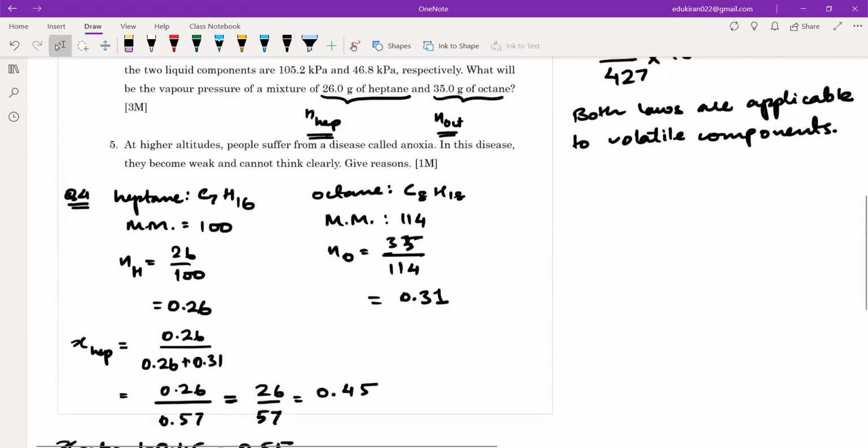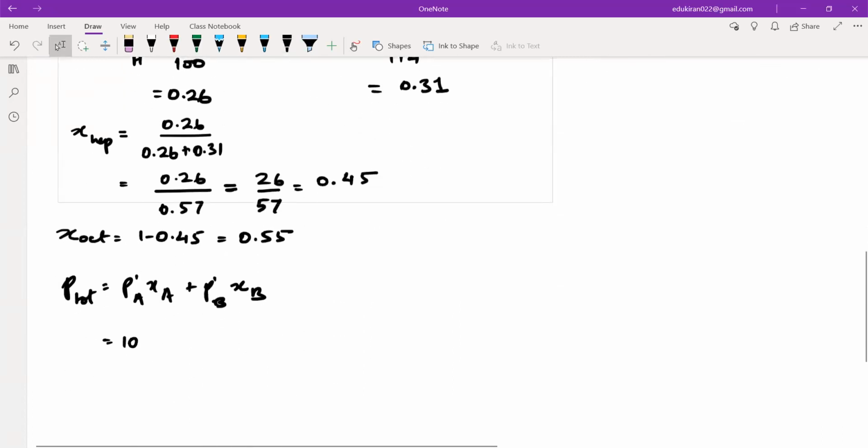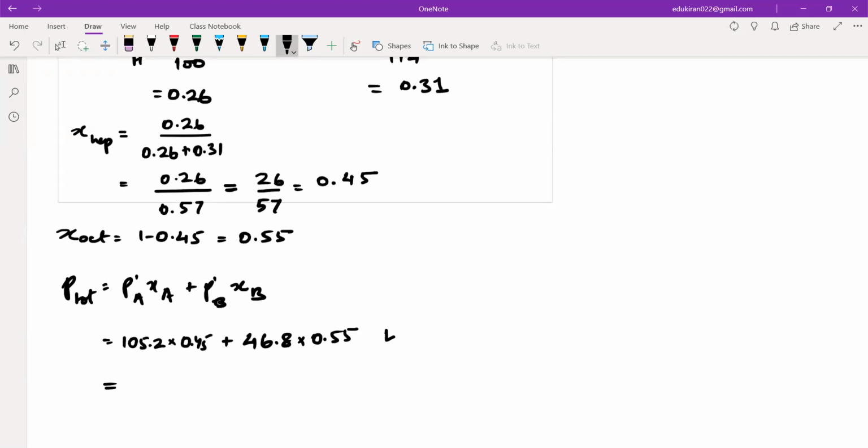Okay, now P naught A and P naught B are how much? 105.2 and 46.8, right? Whose is 105.2? It is of heptane. This will be multiplied by 0.45, and 46.8 will be multiplied by 0.55, right? This will be in kilopascal, because 105.2 and 46.8 are in kilopascal.